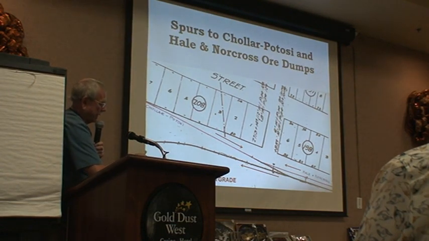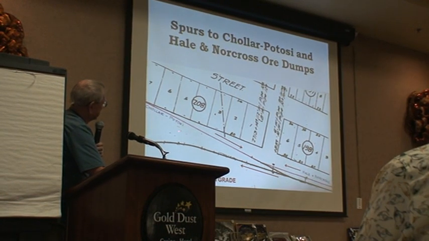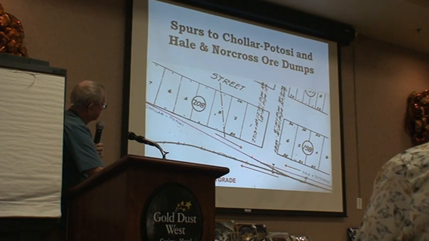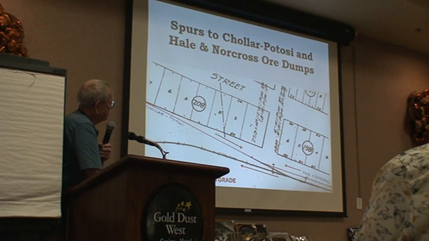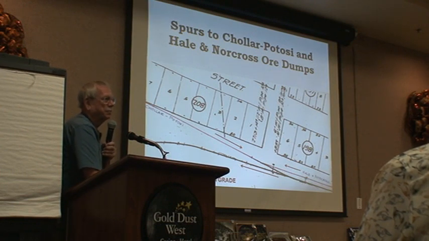Another Charlie Siebenthal map. Here was the spur going to the Collar Potosi, the switchback spur going to the Hale and Norcross dump. All of these were downhill. This was downhill. This was downhill. North of here, there was no passing track. So a train that went up to the depot, or any train that came up in this direction and wanted to load cars to the Hale or Norcross or the Collar Potosi, either had to let them come down by gravity or do a flying switch.